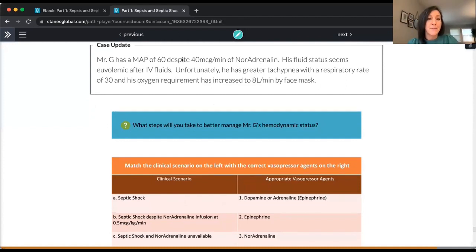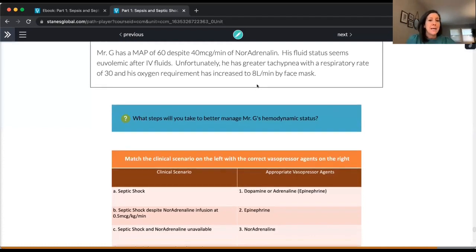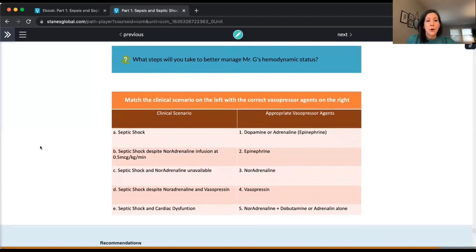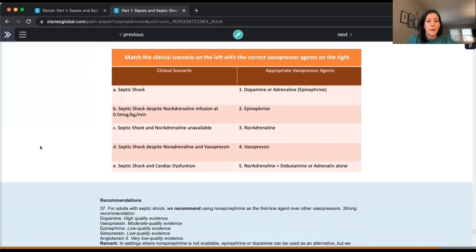Mr. G has a MAP of 60 despite being on 40 micrograms per minute of noradrenaline. His fluid status seems euvolemic after IV fluids, and unfortunately he has greater tachypnea with a respiratory rate of 30, and his oxygen requirement has increased to 8 liters per minute by face mask. So even though we're doing everything correctly for him, he seems to be getting a little bit worse. What steps will you take to better manage Mr. G's hemodynamic status? And the answer is you would start vasopressin, okay?